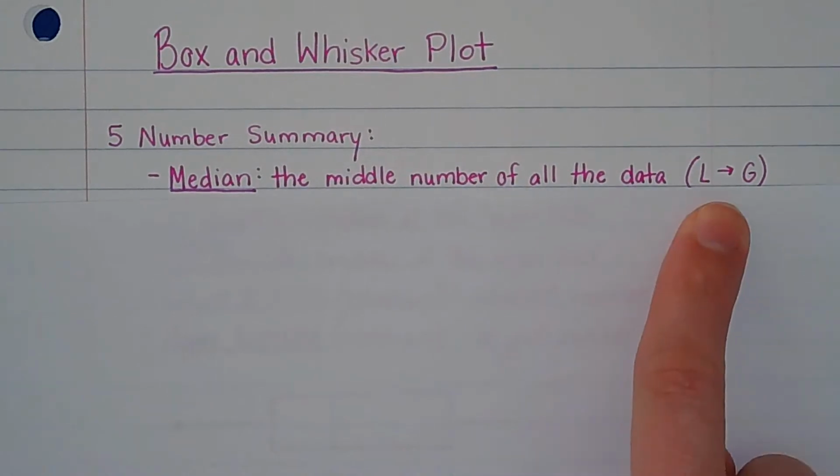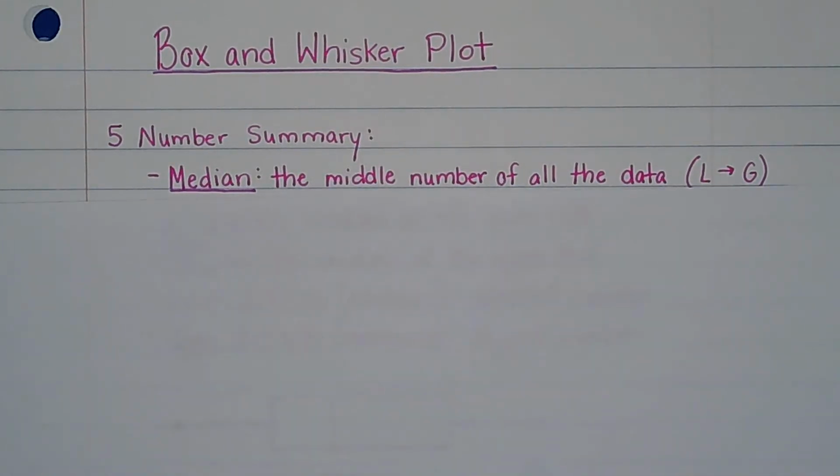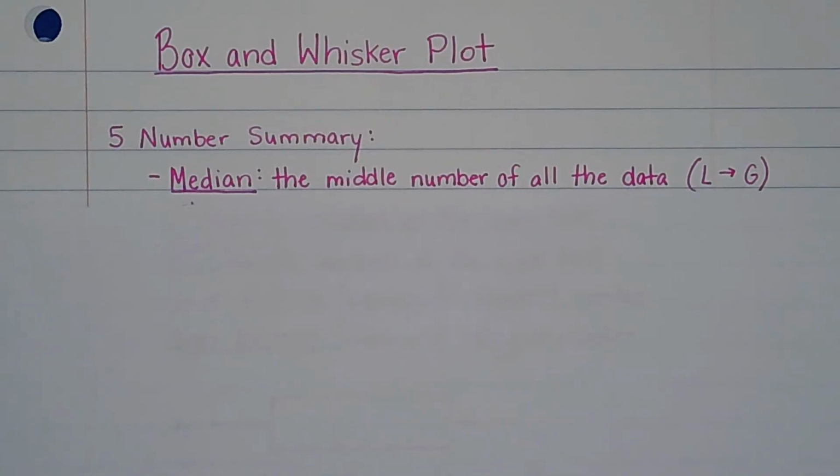I put this right here because remember, you've got to put them in order from least to greatest. That's the most important thing that people always forget. You have to put them in order from least to greatest to find that number that's in the middle. Remember, if there's 2 numbers in the middle, you add them together and divide by 2, and that becomes your median, okay? So that's nothing new. We've been doing that for a while now.